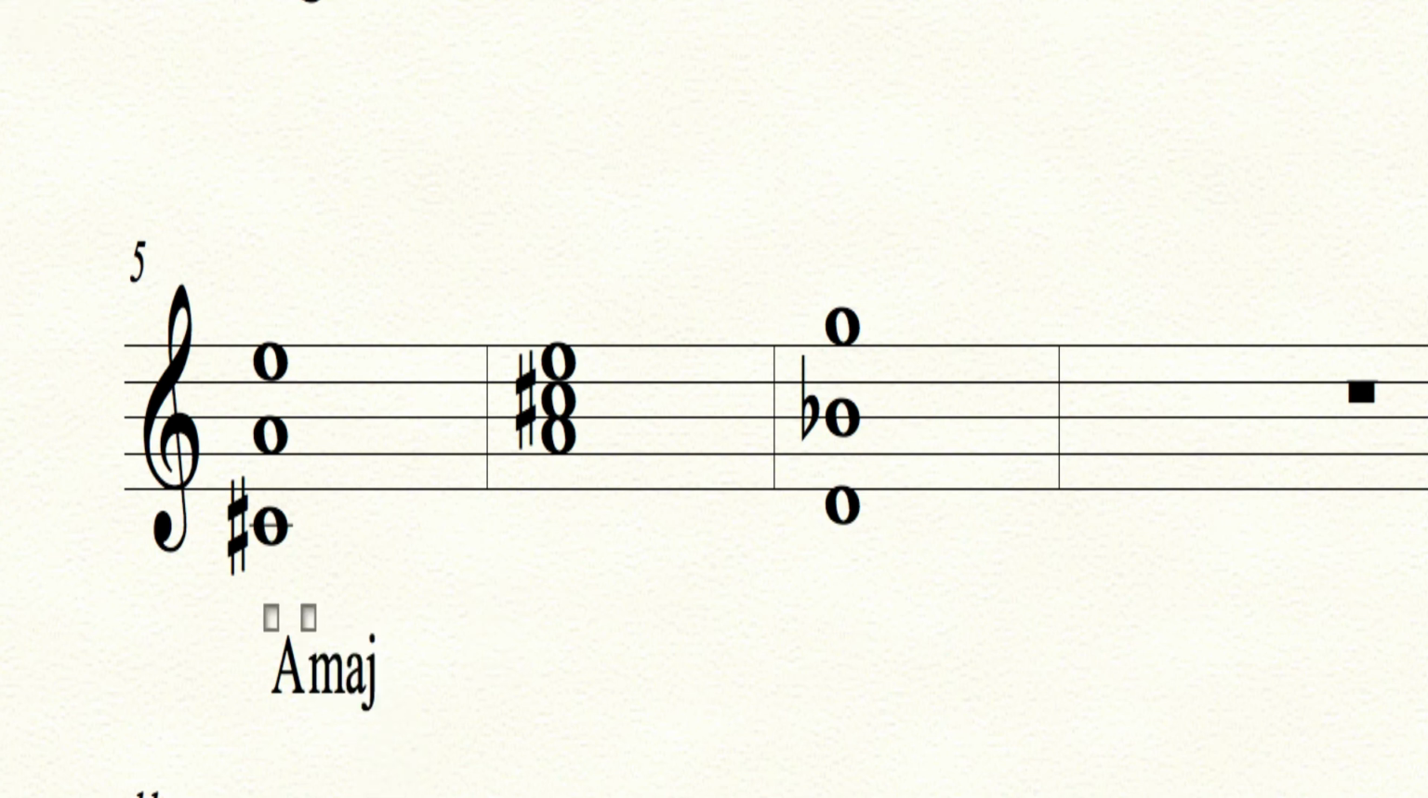So this A major chord that I've just identified is in first inversion because the third of the chord is on the bottom. So that's how I'll write in that answer. It's an A major chord in first inversion. I hope that makes some sense. I'll try another example in just a moment.